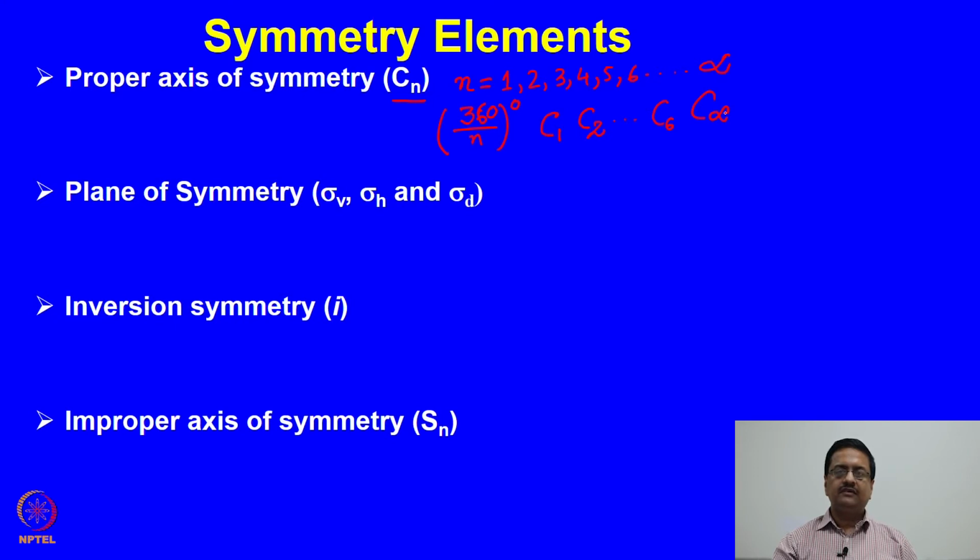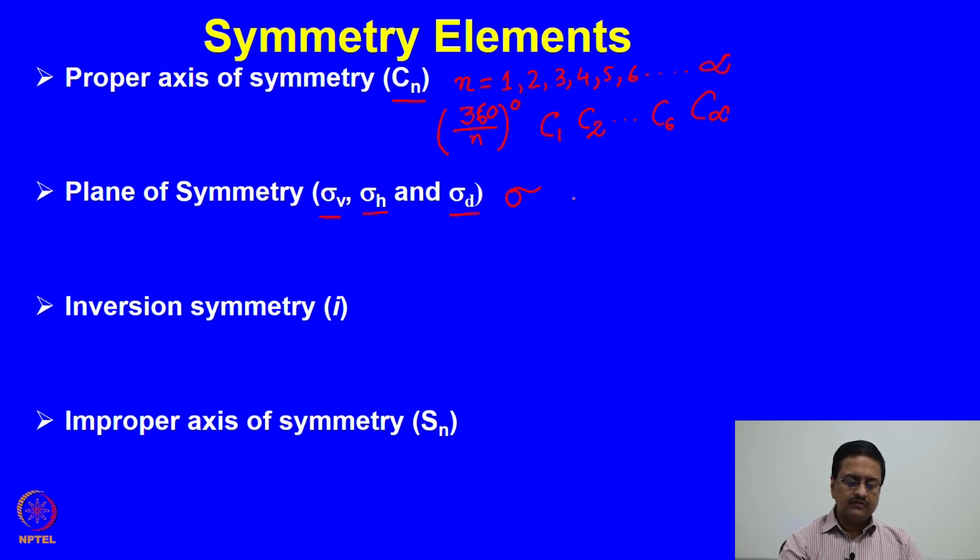Then the next element of symmetry that one should look for is the mirror plane, or the plane of symmetry. The plane of symmetry can be of 3 different types: sigma v, sigma h and sigma d. The plane of symmetry is always designated by the Greek letter sigma, and the suffixes v, h and d are used to identify those planes with respect to some principal axis or the proper axis of symmetry.